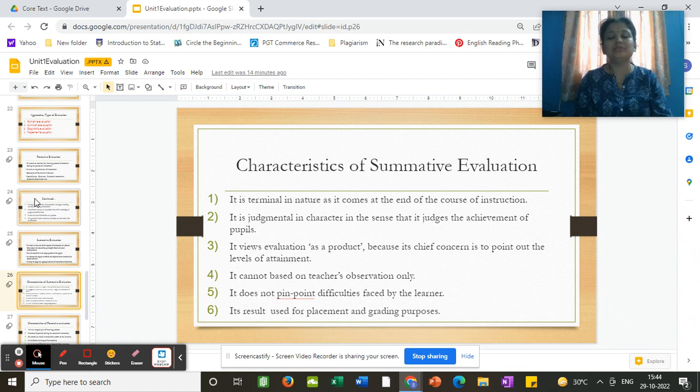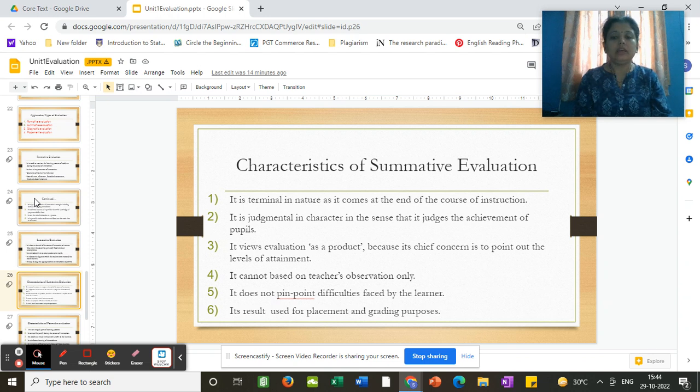The first one, it is terminal in nature because it comes at the end of the course. It is judgmental in character in the sense that it judges the achievement of the pupil, how much they have attained, what are their strengths and what are their weaknesses. It views evaluation as a product because its chief concern is to point out the level of attainment, that is, how much the student has attained mastery in the content.